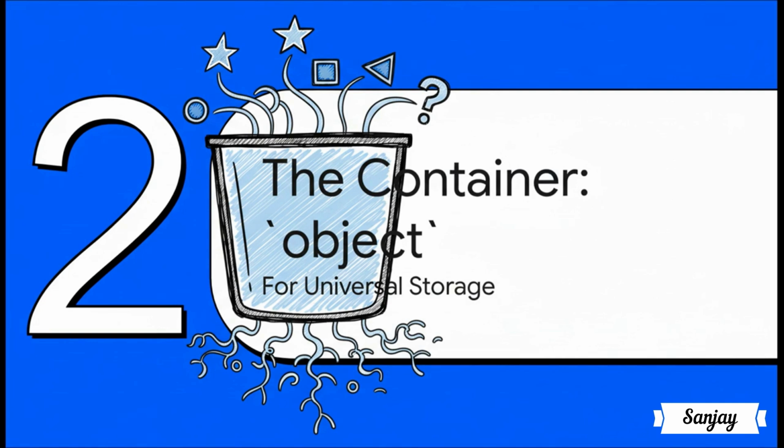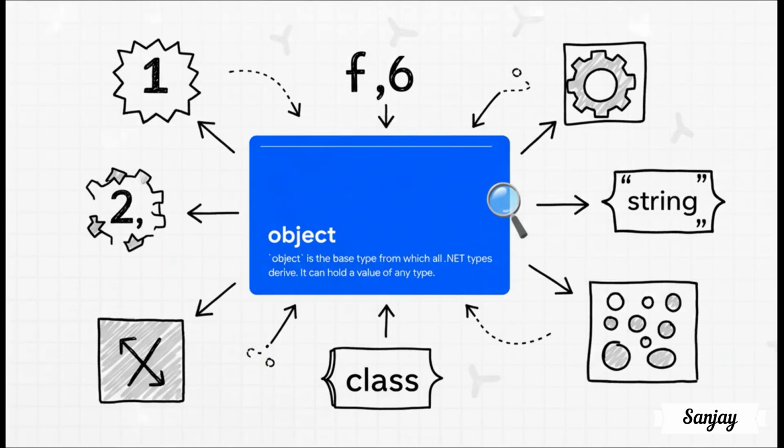All right, let's grab the next tool from our box, object. Now, this isn't just another keyword. Object is the granddaddy of them all. It's the base, the ancestor of every single type in the entire .NET ecosystem. Think of it as the ultimate one-size-fits-all storage container. And because absolutely everything in .NET, from a tiny little integer to a massive complex class, ultimately comes from object, a variable declared as object can hold literally anything.